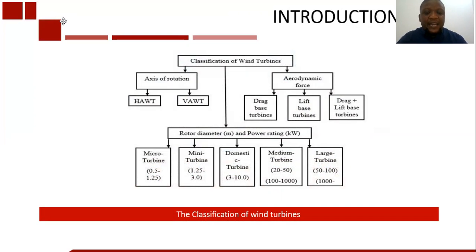We can see the rotor diameter in meters and the power ratings in kilowatts. So we can see the micro turbines, the mini turbines, with their rotor diameter and power ratings, the domestic wind turbines, the medium turbines, and the large turbines.